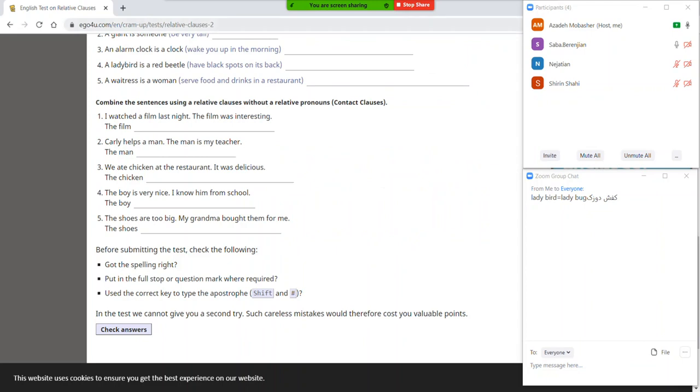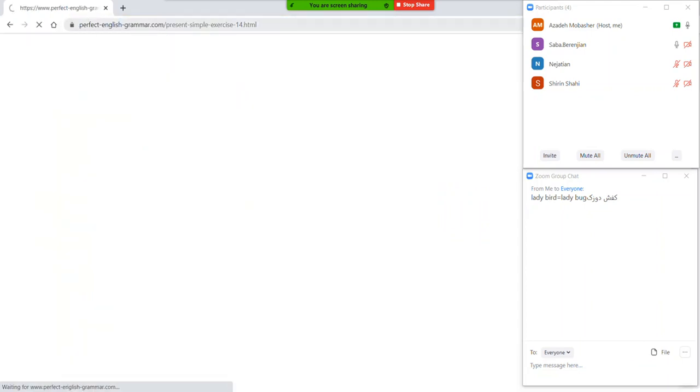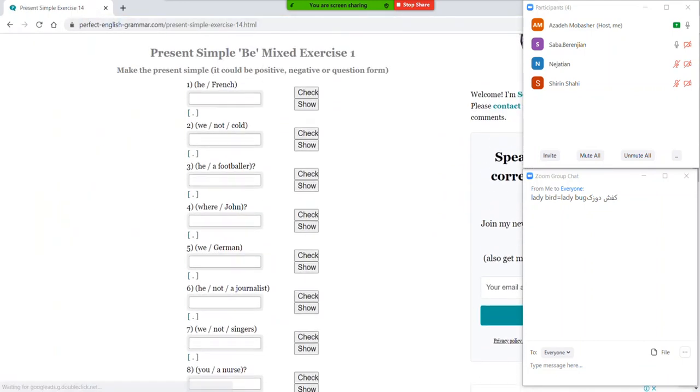Hi. Just tell me when you can see the screen. Okay, present simple with B. But these are mixed exercises. They're either negative or positive or question. So take your time, focus, do not hurry.